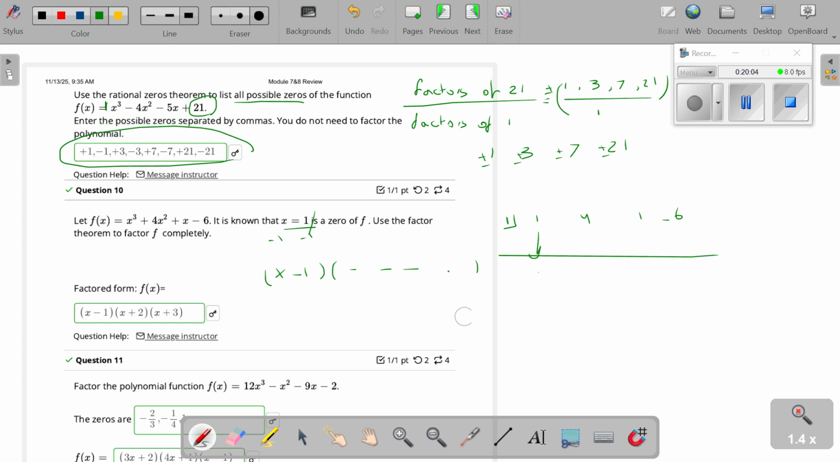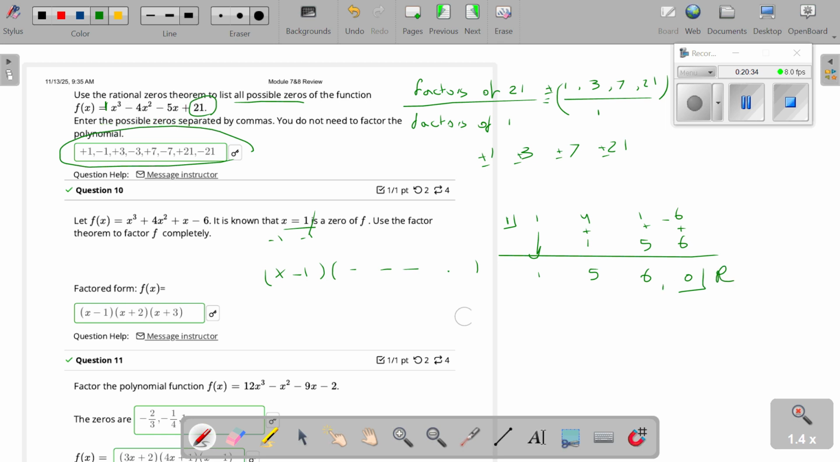So 1 bring down is 1. 1 times 1 is 1. Plus 4 is 5. Times 1 is 5. 1 plus 5 is 6. 6 times 1 is 6. -6 plus 6 is 0. And this is going to prove that, yes, we were right. This x minus 1 was a factor of the function, and as a result, x equal to 1 is a 0 of the function, because this is the remainder.